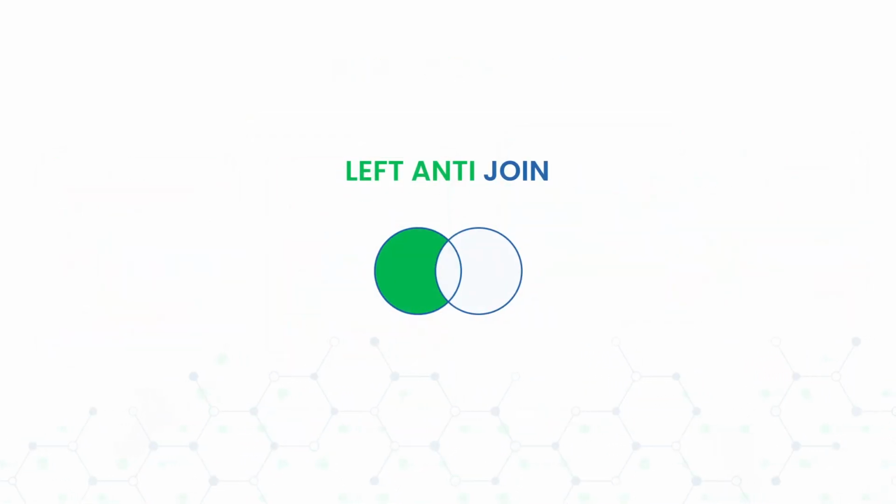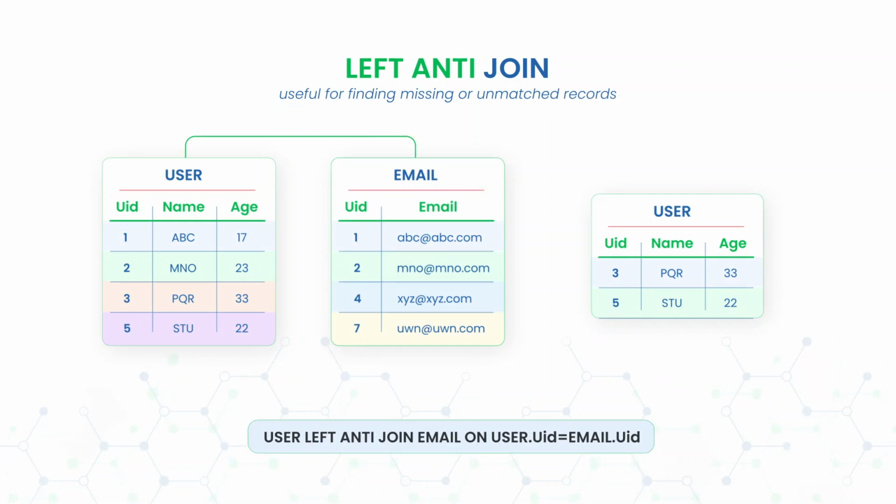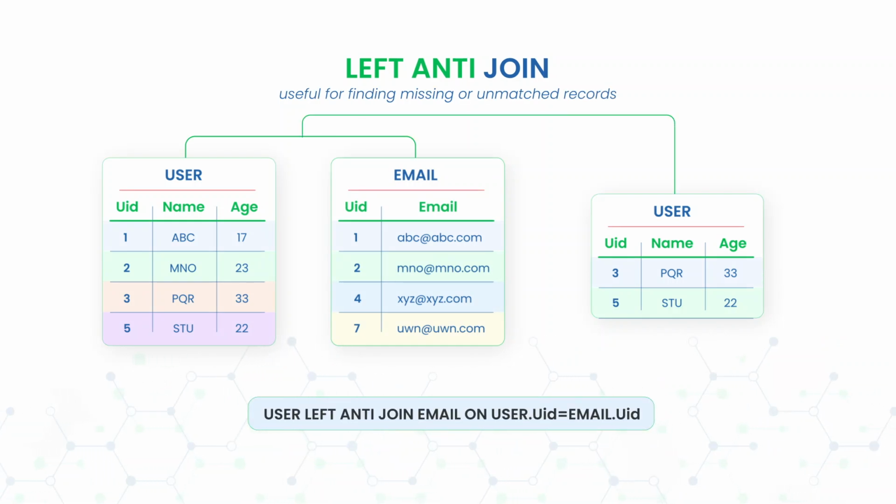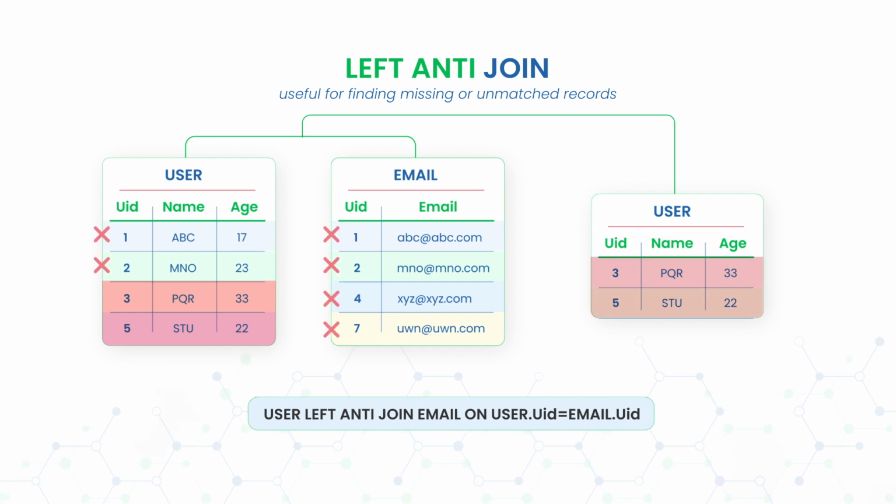Now the left anti-join. Extremely useful for finding missing or unmatched records. A left anti-join returns only the rows from the left table that have no match in the right table. It's the opposite of an inner join. Instead of finding what matches, you're finding what doesn't.